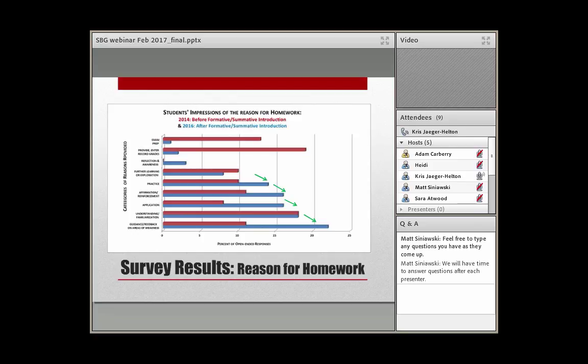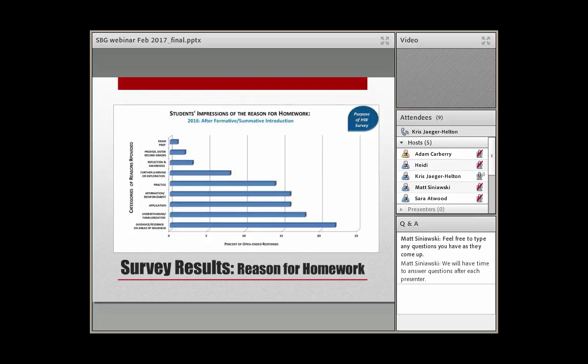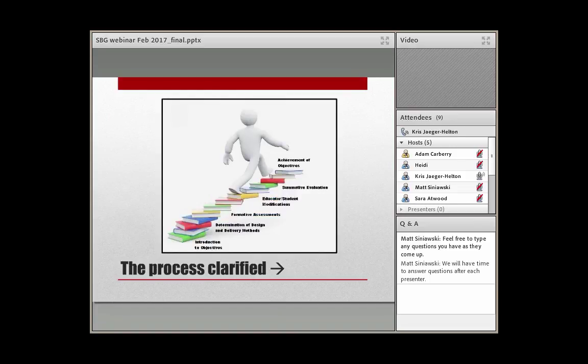And I tried not to use these exact words, formative and summative, but some of them were used, and they've been parroting it back. But if we look now at just 2016, after formative and summative introduction, you can see that exam prep and providing answer grades is low, as we saw in the previous slide, and practice, affirmation, reinforcement are still strong and even a little bit stronger. And then guidance and feedback on areas of weakness is quite a bit stronger than it was before I gave that introduction to them. So I've clarified the process of why we have these assignments and why we have homework and what we're trying to achieve.